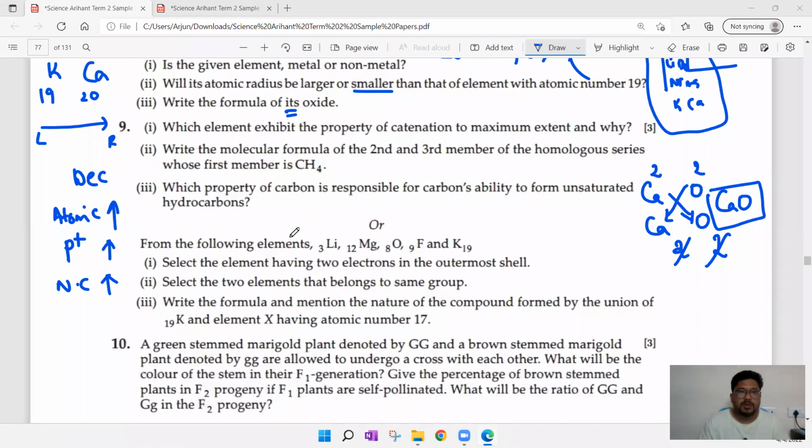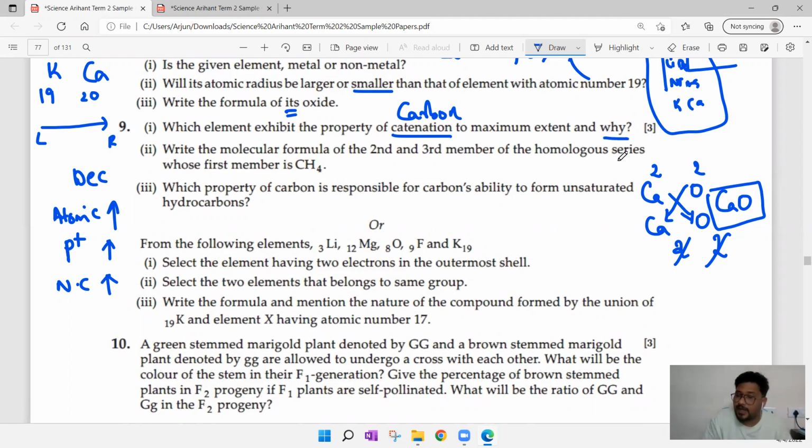Ninth question. 1. Which element exhibits the property of catenation to maximum extent? Why? Catenation, tetravalency, these are the words you have learned in the 4th chapter, carbon and its compounds. So blindly you can write the answer: carbon. What is meant by catenation? It is self-linking of the same element to form long chains, branches, rings, etc.